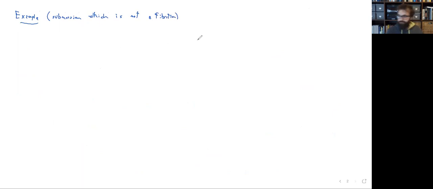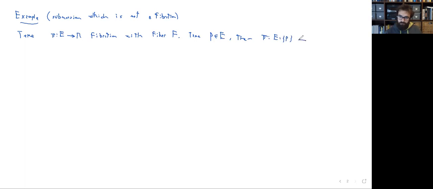So take any fibration. So this is an actual fibration with fiber F. And then take a point p in the fibration, in the total space. And now if we restrict pi to E minus this point, to M, it is still a submersion. But not a fibration. And maybe if you want to be pedantic here, you want to say that F is not just a singleton.